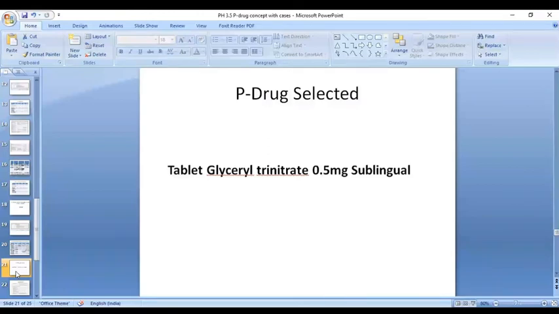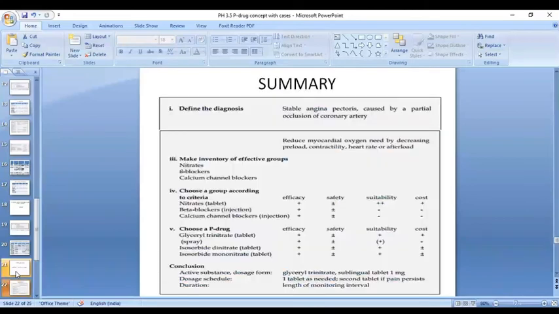So we have to gauge in our mind, because if this is contraindicated, again we have to choose another drug for this patient. Now coming to the summary of this exercise, what we have done is we have made a diagnosis of stable angina pectoris, and what we want to achieve is to relieve this pain as early as possible.